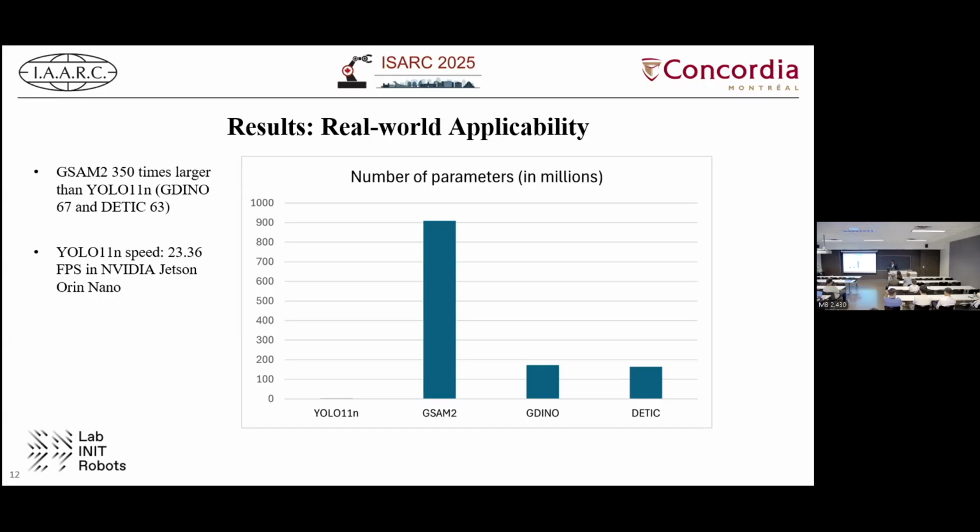We also wanted to see the inference time. So we took YOLO 11 and deployed it on an NVIDIA Jetson Orin, which is a typical processing unit in a normal robot, and we saw how it performs. It was able to do 23 frames per second, which is very acceptable for real-time applications.